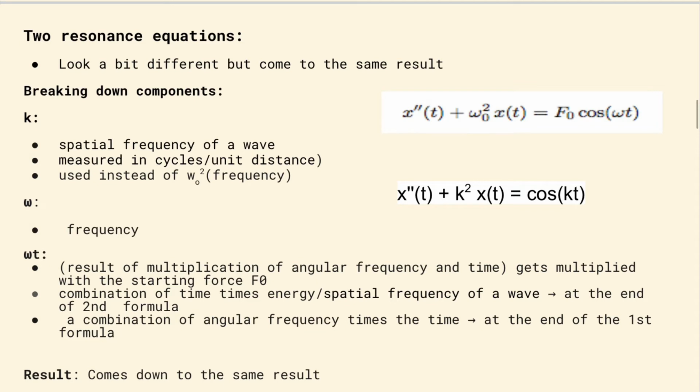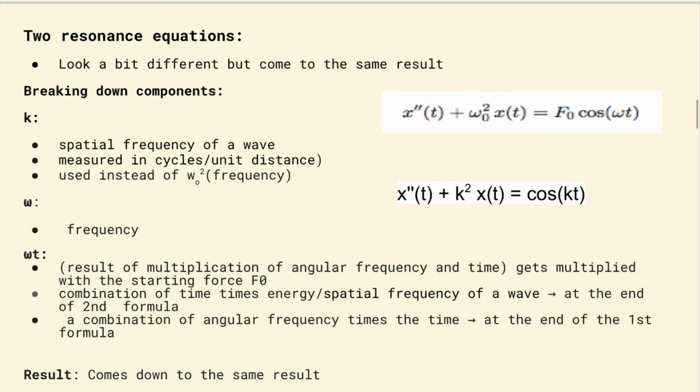Now we can start breaking down the components of the formula. First we have k, which is a spatial frequency of a wave, and is measured in cycles per unit distance. It is also often used instead of omega squared, which is a frequency. What is omega times t?